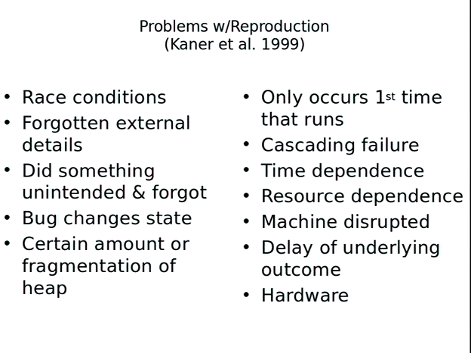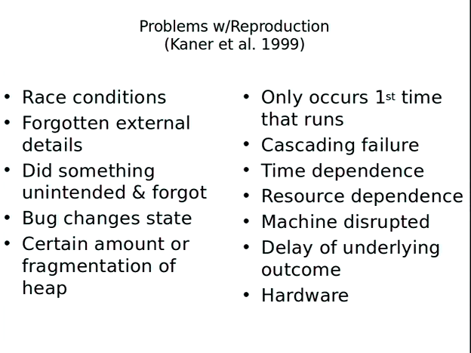External details that are forgotten and neglected. In some cases these include static in the environment, or external memory available in the system. Did something unintended and forgot. You actually reproduce this problem, but there was a step you undertook that you thought was so insignificant that it wasn't noticed. The bug changes the state. The occurrence of the bug changes the state of the system, so you can't then reproduce it. It writes something out in a way that's not reproducible.